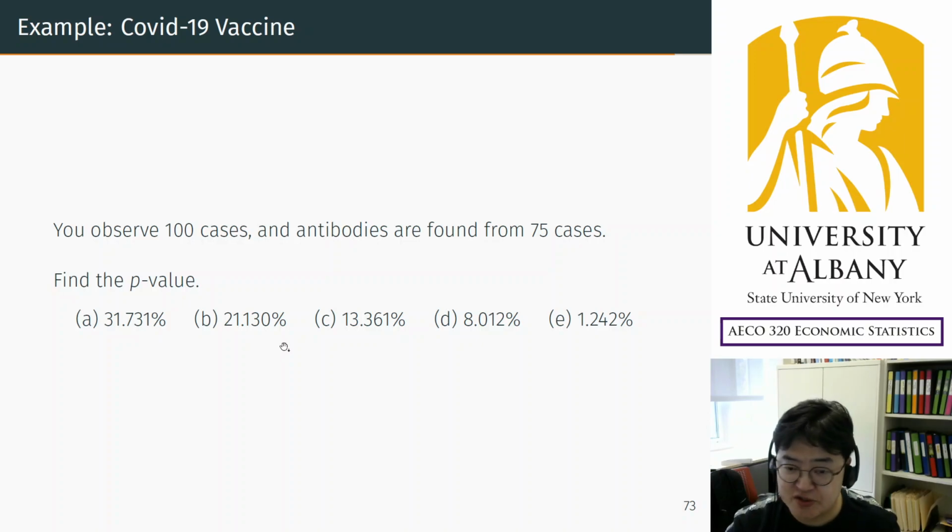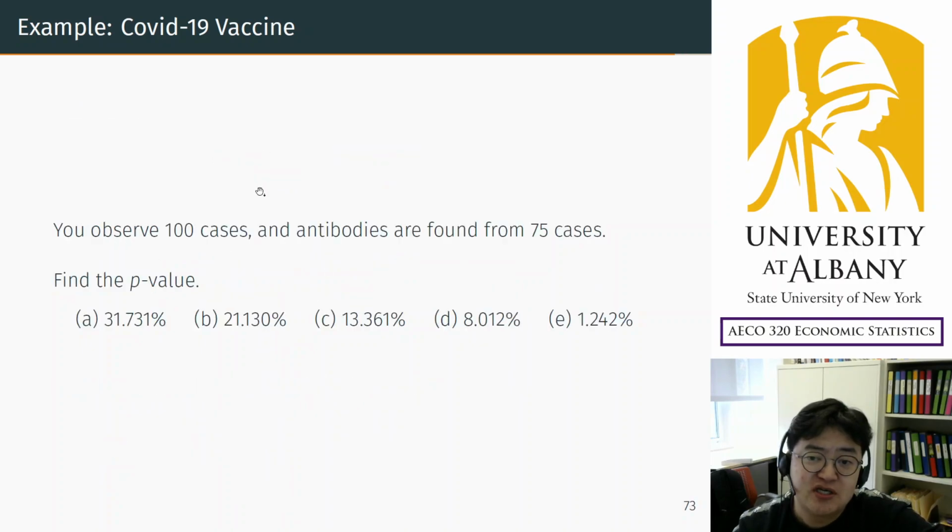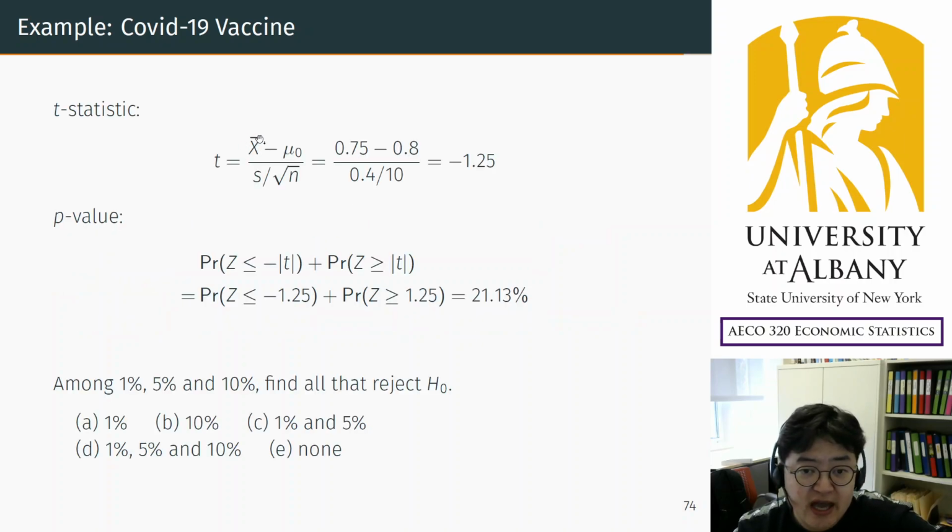Okay, let me show you the answer. First, we calculate the sample average. So this is the data. Data is simple. From the data, the sample average is the sample probability of success, which is 75%. So x bar equals 0.75, and your belief is 80%, 0.8. So the difference between the sample and your belief is minus 5%, minus 0.05, right?